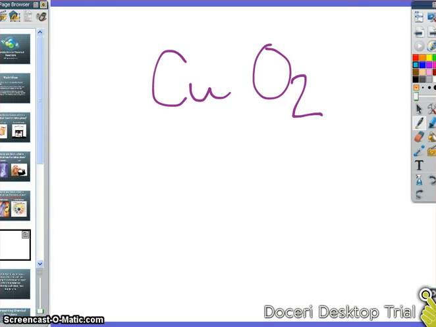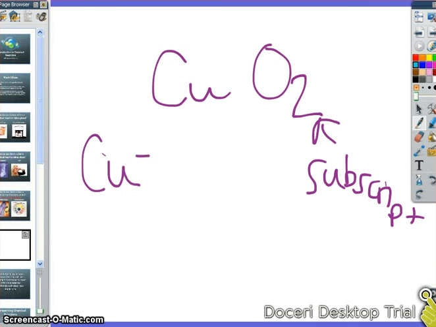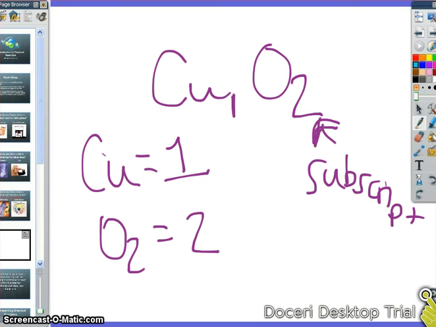Okay, all right, remember, let's label this as our subscript. Subscript tells us how many atoms. Okay, so how many atoms of copper do we have? Correct, we just have 1 because there's an understood 1 there. How many of oxygen? 2, correct, because we have our subscript of 2. Okay, let's try one more.